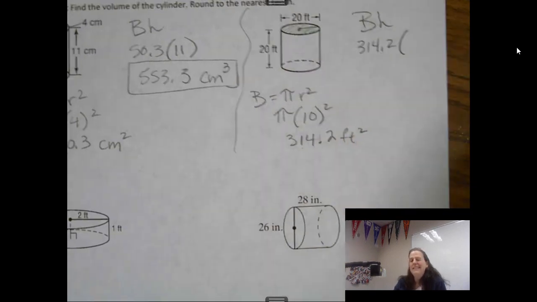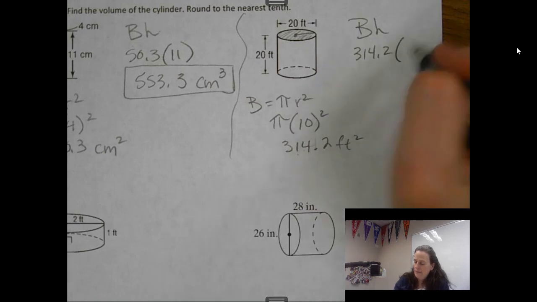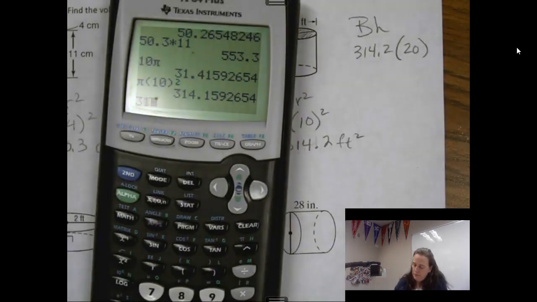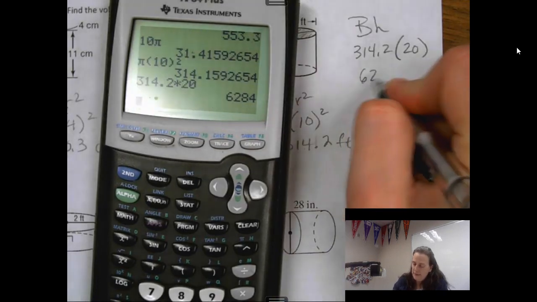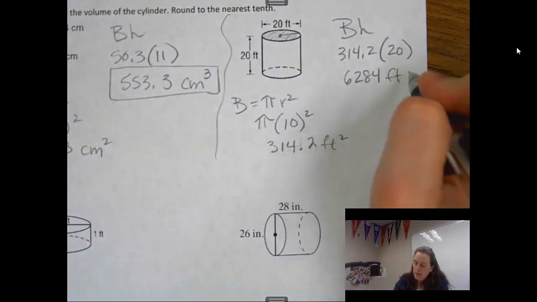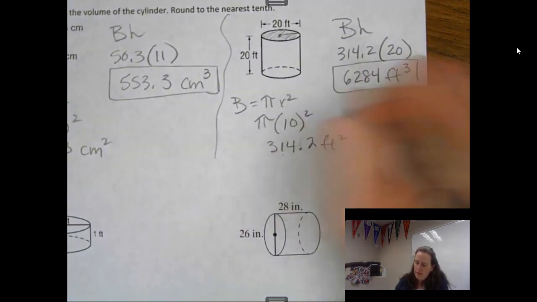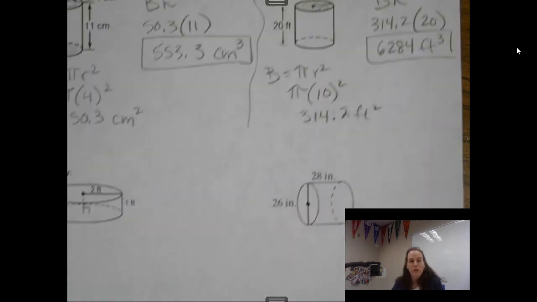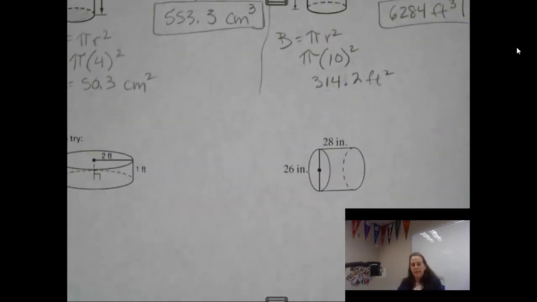Now, what's the height? What's the distance between the two bases? 20. 314.2 times 20, the height, is 6,284 feet cubed. Awesome. Okay, I got 2 here for you to try. I want you to pause your video, work on those for a minute, and then come back and we'll check.